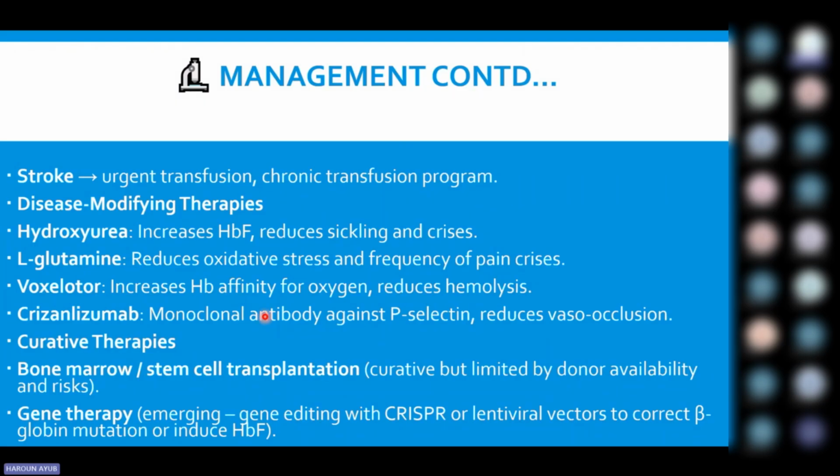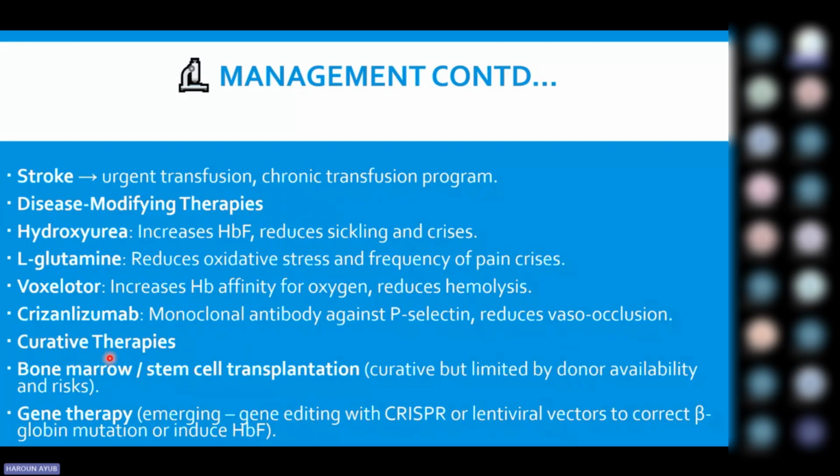Disease modifying therapies. So this is the hydroxyurea. You find that hydroxyurea will increase the HbF, reducing the sickling and sickling crisis. L-glutamine reduces the oxidative stress and frequency of pain crisis. Voxelotor increases HB affinity for oxygen, reduces hemolysis. Crizanlizumab, monoclonal antibody against P-selectin, reduces vaso-occlusion.